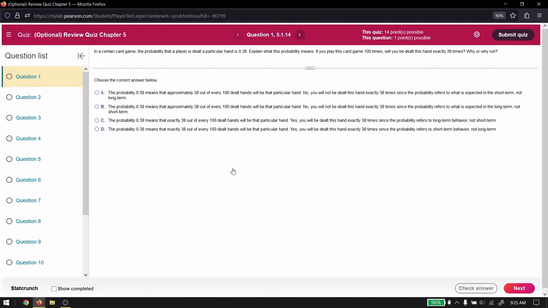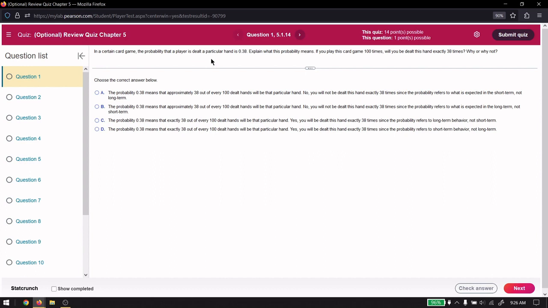So for this first problem, we have a probability of a particular hand being dealt. It's 0.38. Explain what this probability means. If you play the card game 100 times, will you be dealt this hand exactly 38 times? Why or why not? And so probability is definitely not dealing with any kind of exactness. It's about what you expect on average. And you always have to think about probability as really only ever somewhat accurate for large numbers. It still may not be accurate there. You can flip a coin 1,000 times and it can be heads every single time, but it's just highly unlikely to happen.